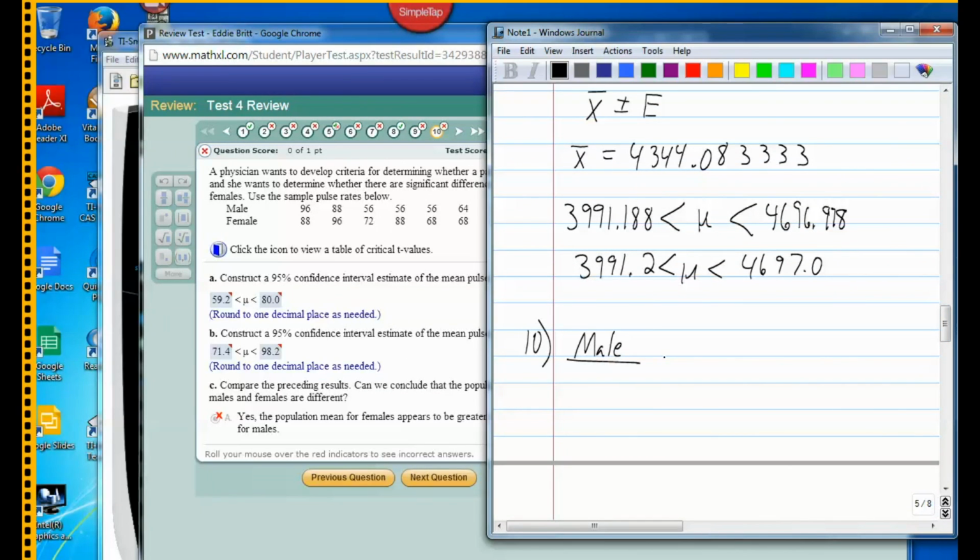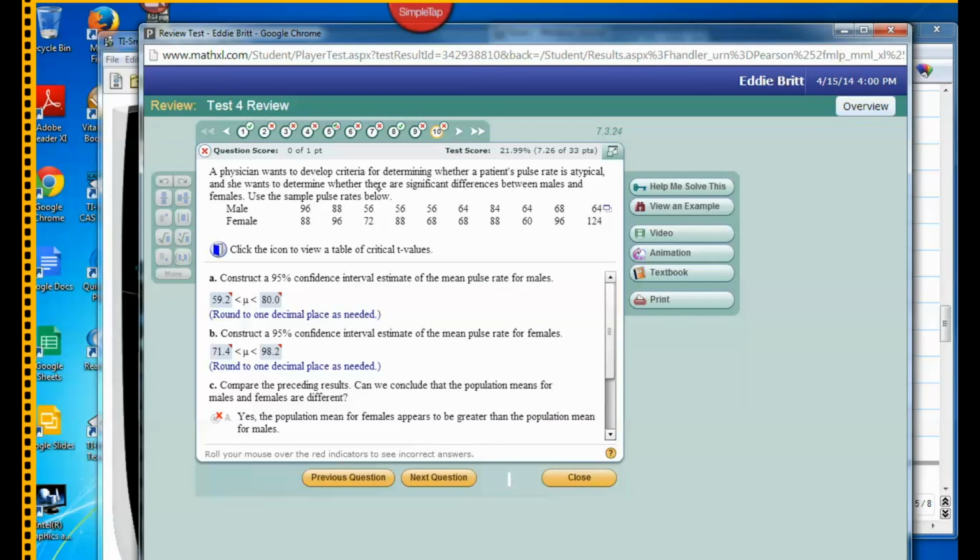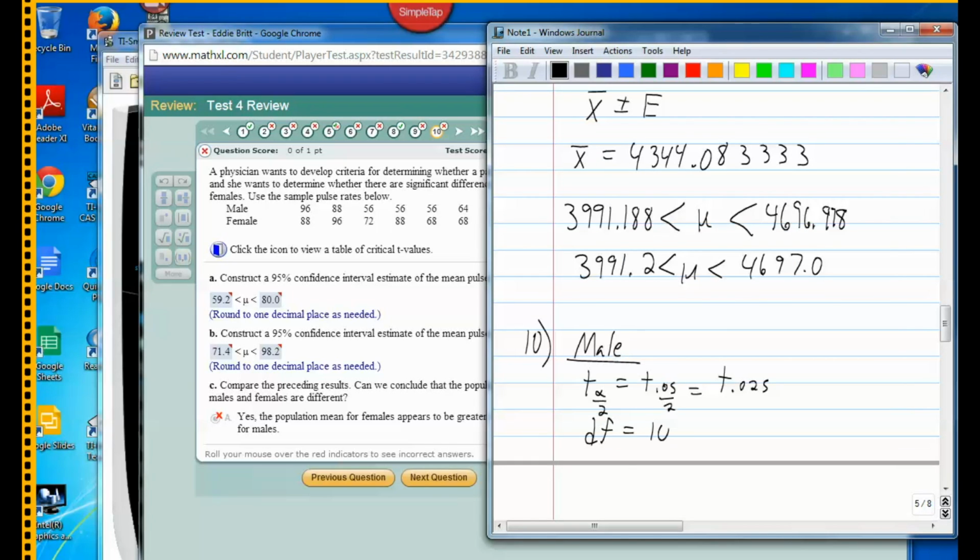So under male, the things that I will need, I'm going to need a critical t-score. And for that, for 95%, that's going to be t sub 0.05 divided by 2, or t sub 0.025. And that's the same, luckily, for males and for females. So I'm only going to find this once. My degrees of freedom for that, I need to count how many data items I have. 1, 2, 3, 4, 5, 6, 7, 8, 9, 10. So we have 10 for each. All right, so my degrees of freedom is going to be 10 minus 1, or 9. My n is going to equal 10.